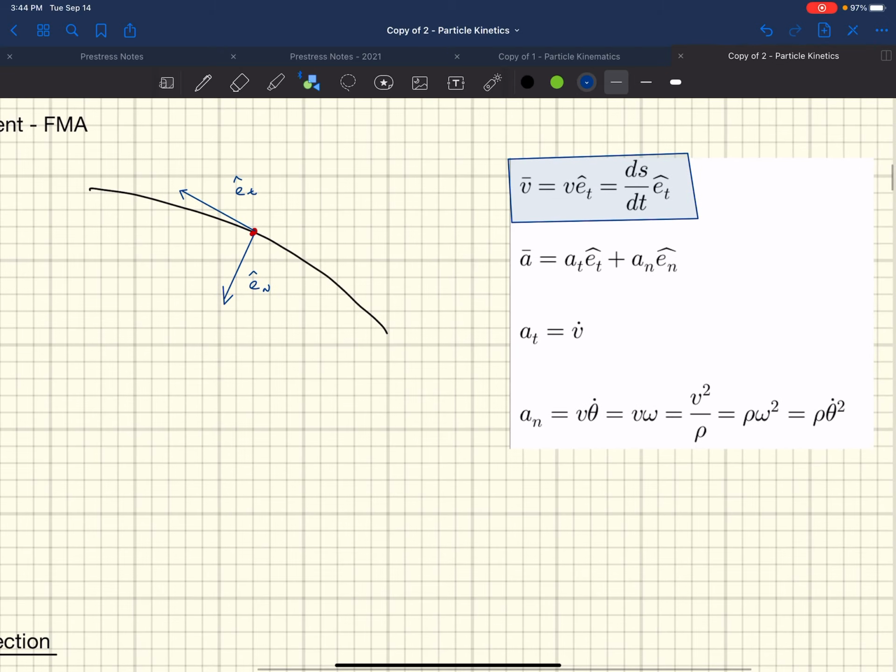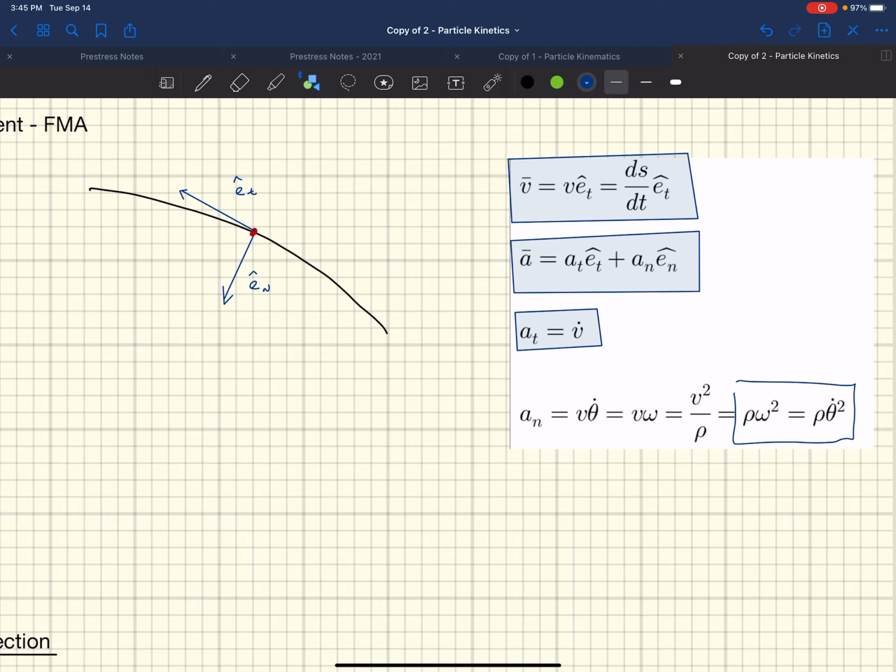Okay. The acceleration is defined as such. We have a tangent component, AT in the ET direction, and AN in the EN direction. The AT component is how the speed is changing. That's what this is. How is the speed changing? That's like if you're in a car stepping on the accelerator, it's how you're accelerating along the path. Okay. Then the other component has to do with change in direction. That's this here. And there's a couple different forms to it.